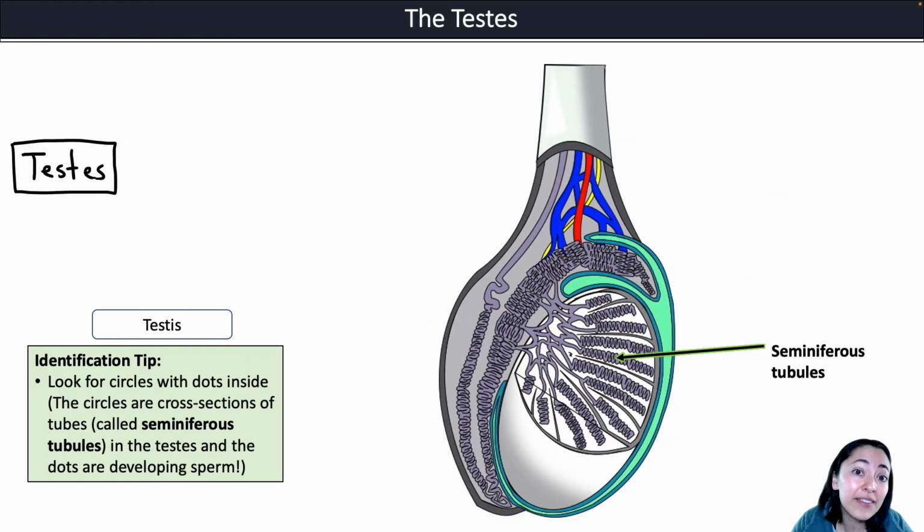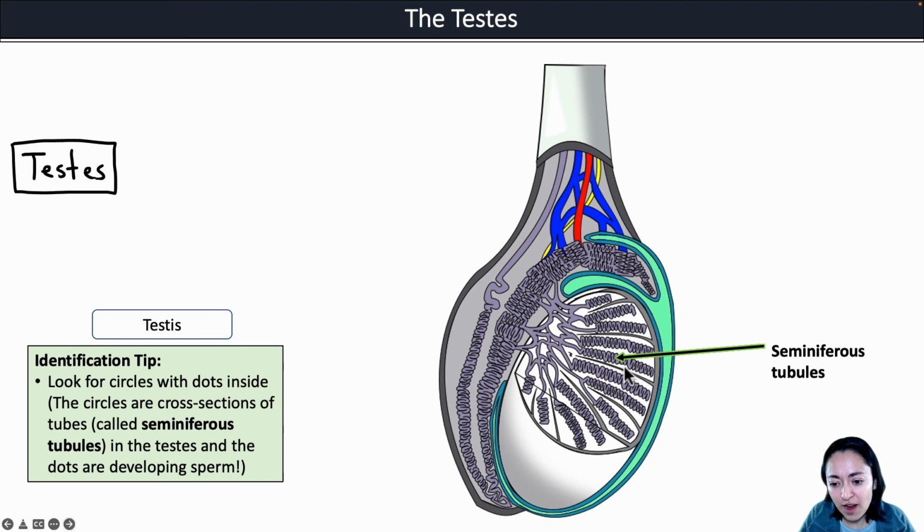And then finally, we have the testes, the male gonads. When identifying the testes, you're going to actually be able to see the tubes within the testes where sperm are developing. So here we have a testicle or a testis, and inside you can see these coiled gray tubes. They're known as the seminiferous tubules. This is where sperm develop.